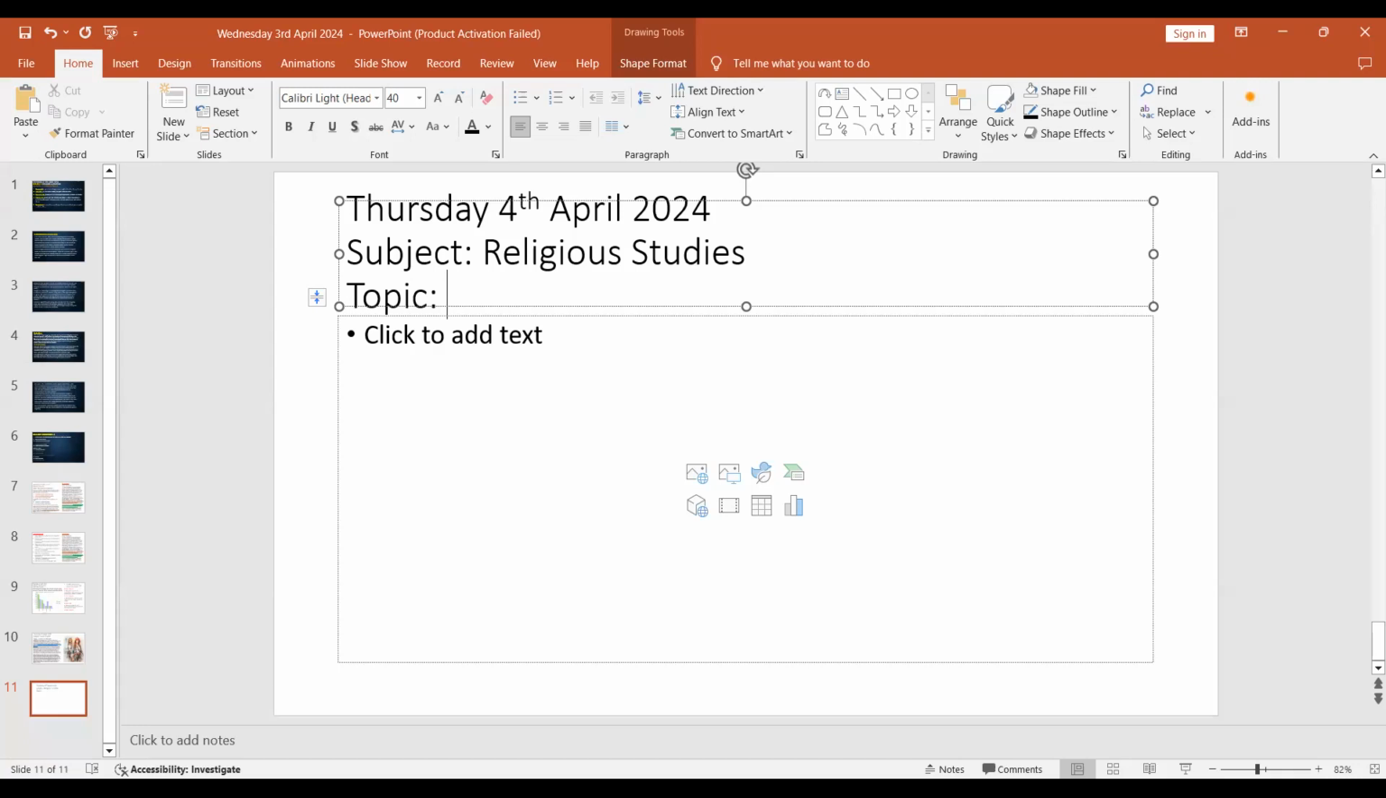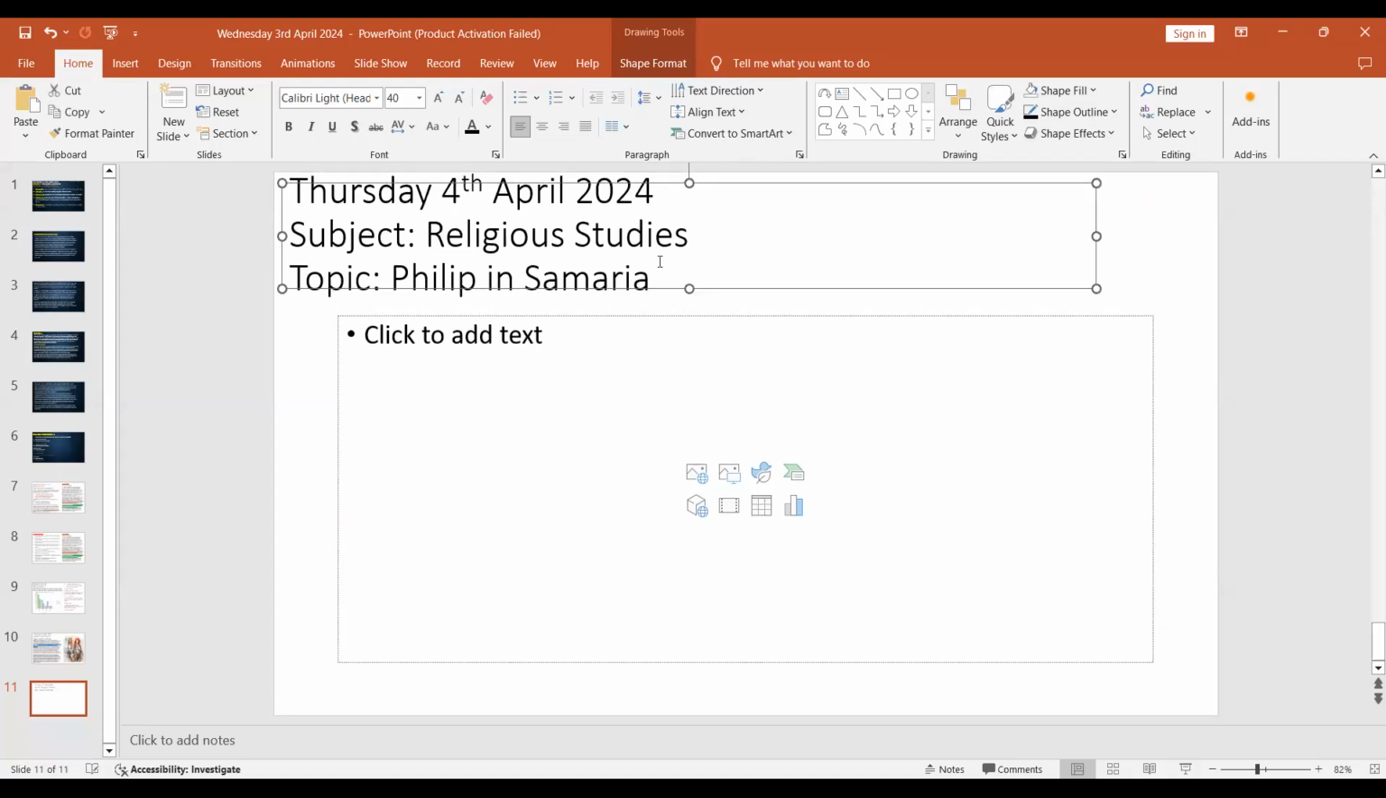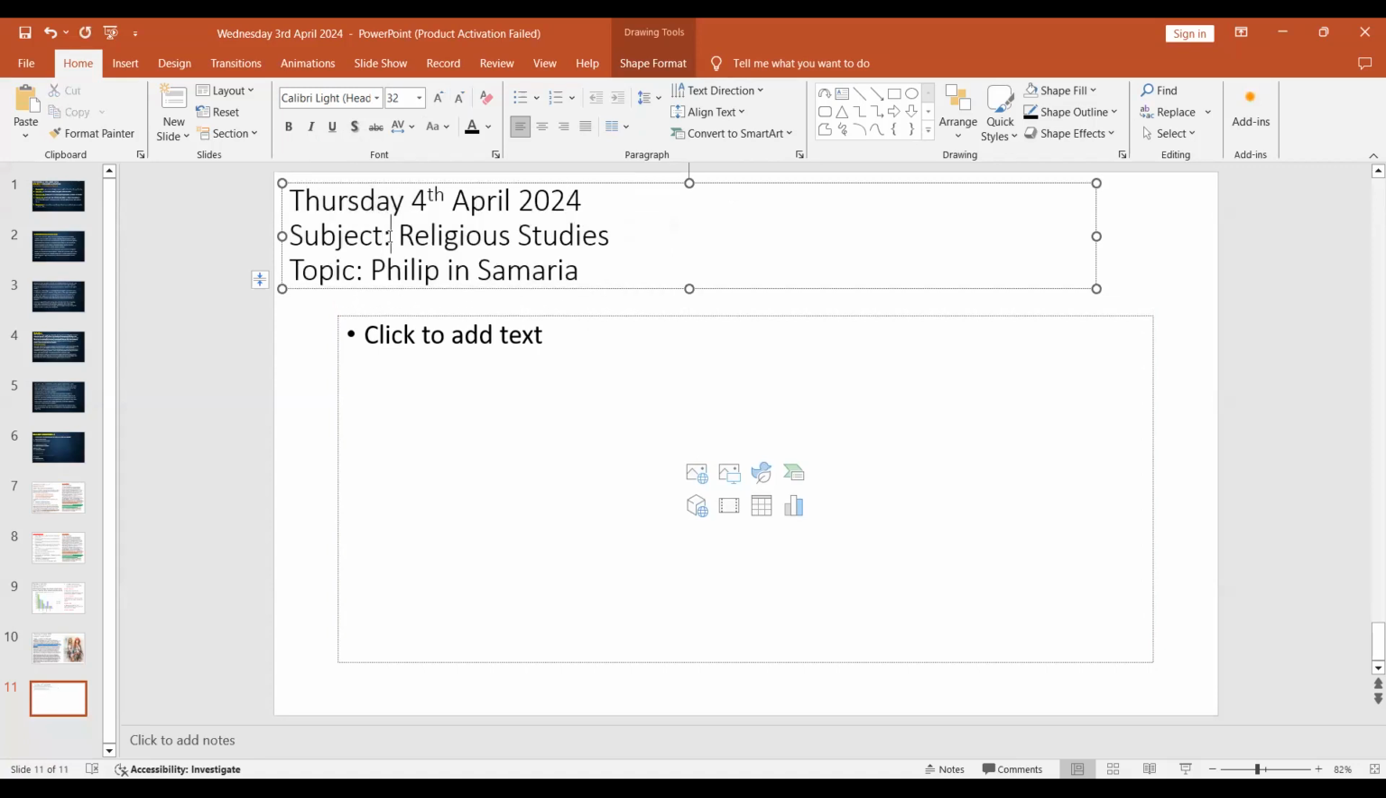Okay, let's talk about Philip in Samaria. So we're gonna be talking about Philip in Samaria. Anyone ever did this topic before? No, sir. Philip in Samaria. This is supposed to be done in grade 8.